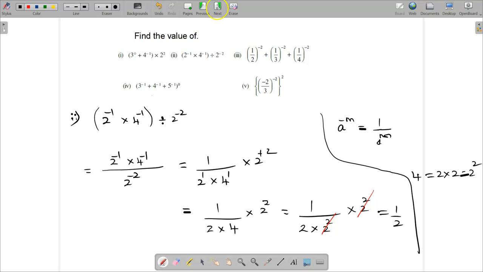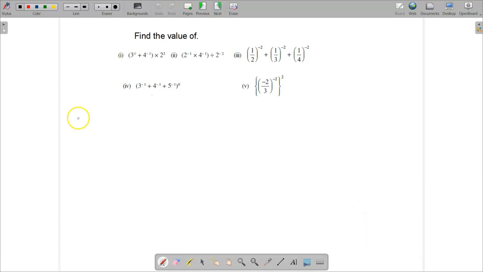So coming to the third subdivision, 1 by 2 the whole power minus 2 plus 1 by 3 the whole power minus 2 plus 1 by 4 the whole power minus 2.